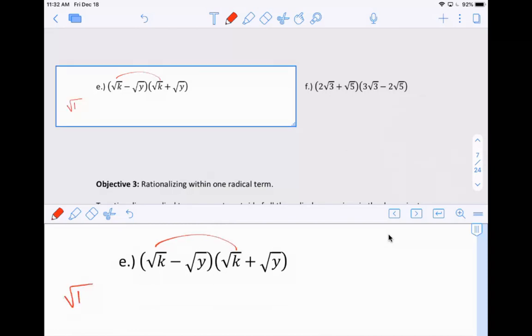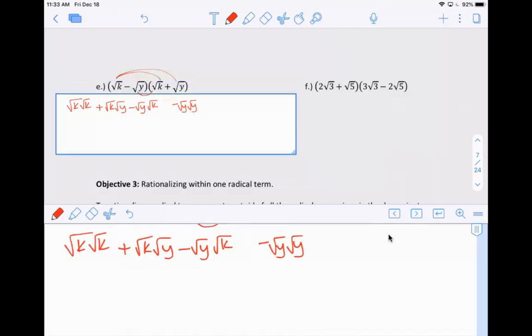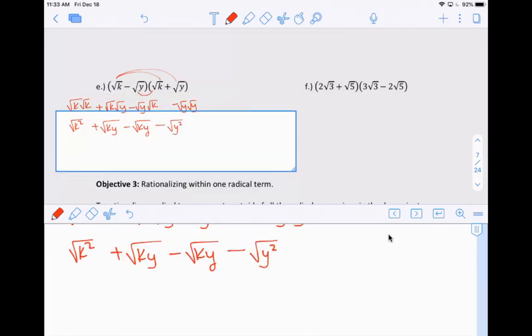Root k, root k, root k, root y, negative root y, root k, negative root y, negative root y. When you have a lot of the same thing all over the place, be very careful about how fast you go. I get root k squared, so root ky minus, I'm going to go with alphabetical order here, ky minus root y squared. Now what happens when you have a square rooted? They cancel, so I get a whole k here.